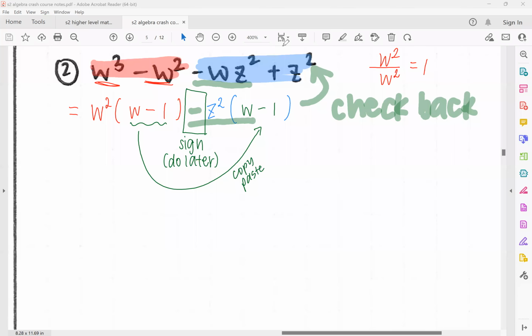So right now, after we have done all this check back and copy paste, what is the next step we can do already? Anybody remember? What's the next step we can do? Write down the common term. Very good. So Eclesiastes, what is the common term?